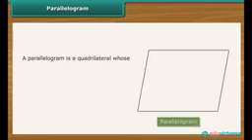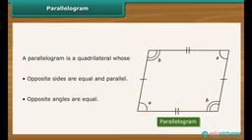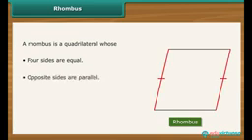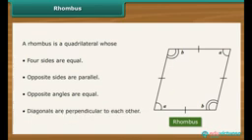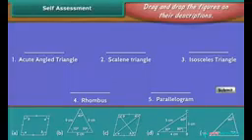Parallelogram. A parallelogram is a quadrilateral whose opposite sides are equal and parallel, whose opposite angles are equal. Rhombus. A rhombus is a quadrilateral whose four sides are equal, opposite sides are parallel, opposite angles are equal, and diagonals are perpendicular to each other. Trapezium. A trapezium is a quadrilateral whose opposite sides are parallel. Self-assessment. Let us know how much you have learned. Drag and drop the figures on their descriptions.